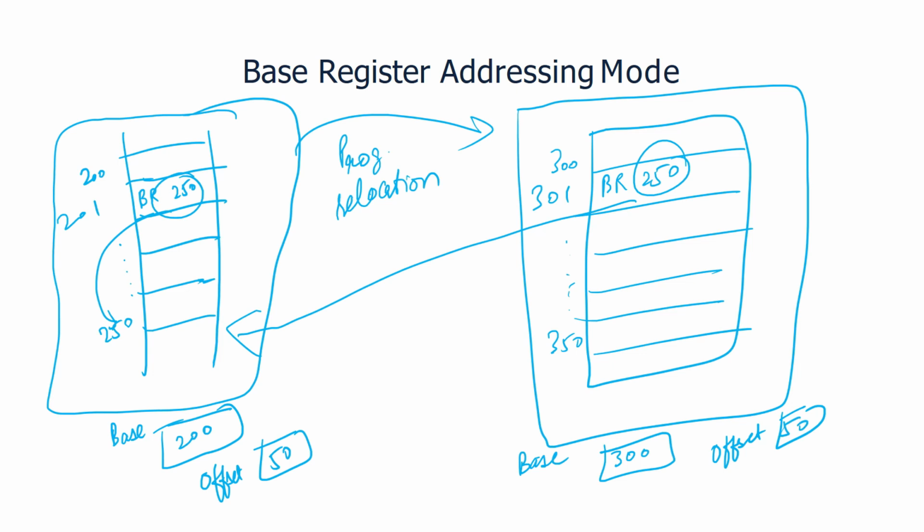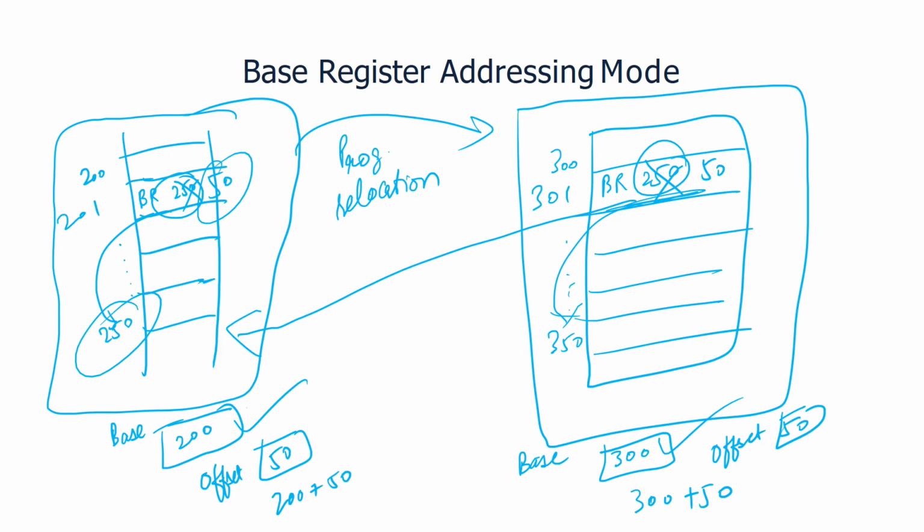So instead of 250 we will write here branch 50, on the other side also BR50. So 50 is the offset, and the base register value is holding the starting address of the program. So when I say BR50 here, it will take me to 350 by using 300 plus 50, and on this side it will be 200 plus 50, and it will take me to this location. Program relocation is the advantage.